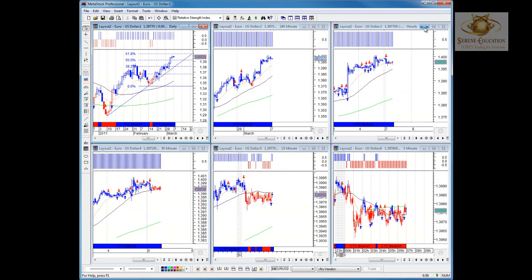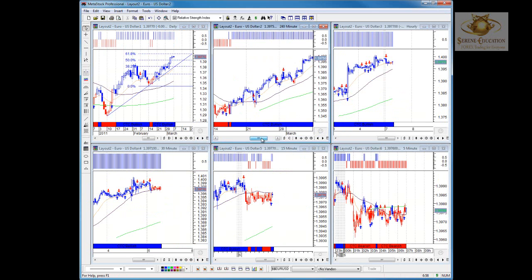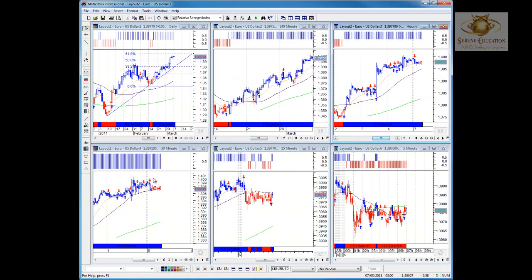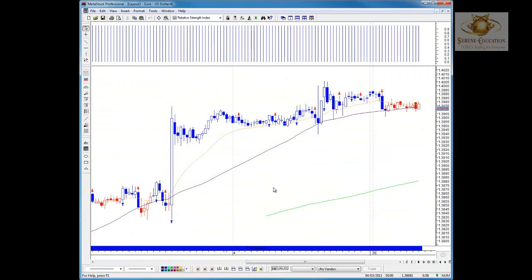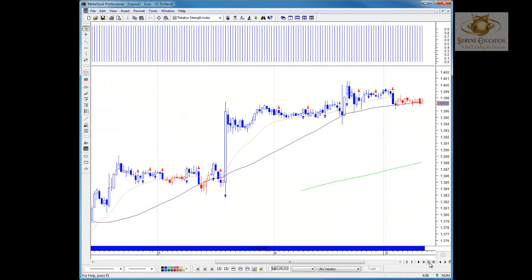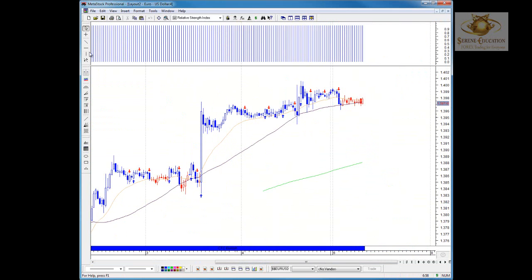The same goes for all the intraday. 4-hour CTCs in our favor, hourly CTCs in our favor, 30-minute CTCs in our favor. And then you go down to the small time frames, 15 and 5, they tend to get quite erratic, but you'll notice straight away that we are trading in a consolidation. We have done so for the best part of a day and a half now, make it 2 days.